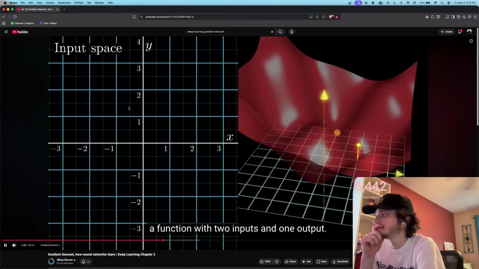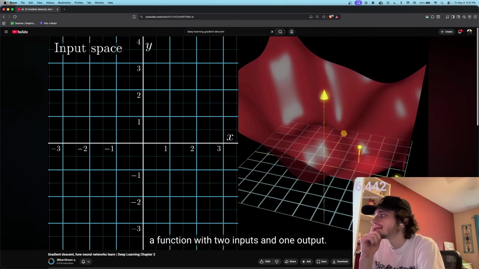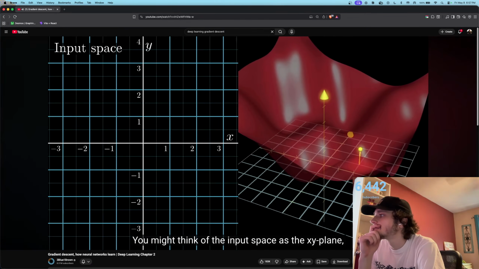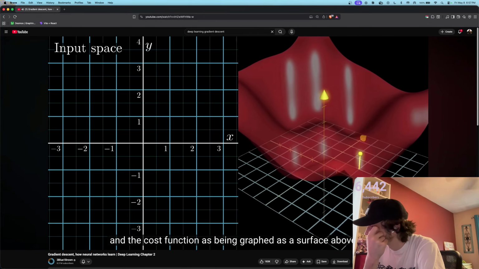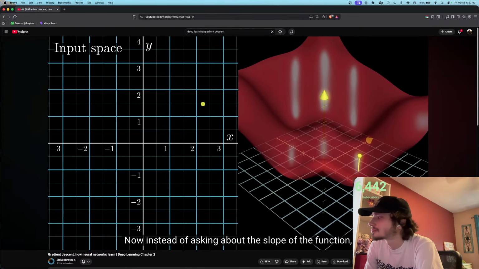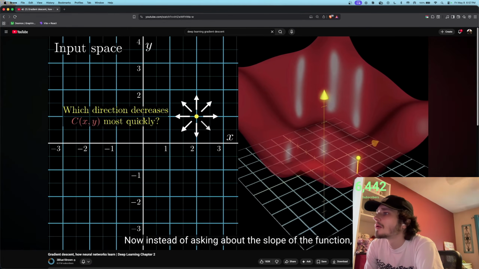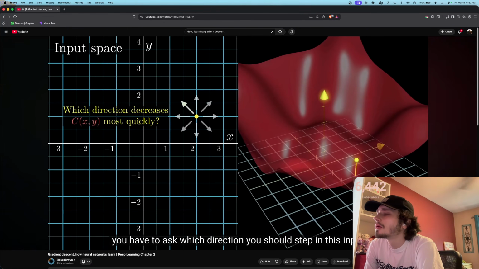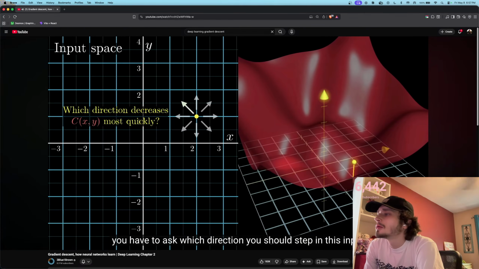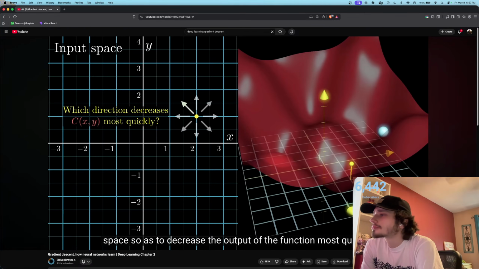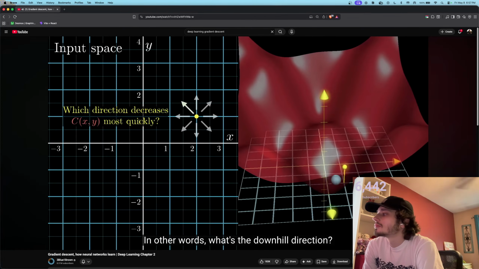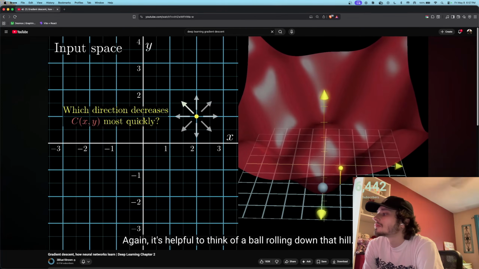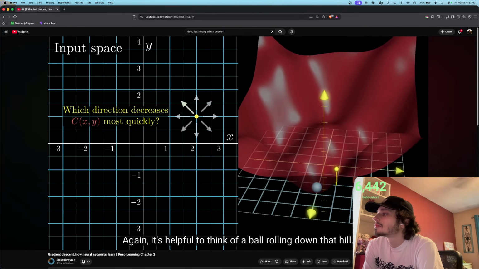Imagine instead a function with 2 inputs and 1 output. You might think of the input space as the xy plane, and the cost function as being graphed as a surface above it. Now instead of asking about the slope of the function, you have to ask which direction should you step in this input space so as to decrease the output of the function most quickly. In other words, what's the downhill direction? And again, it's helpful to think of a ball rolling down that hill.